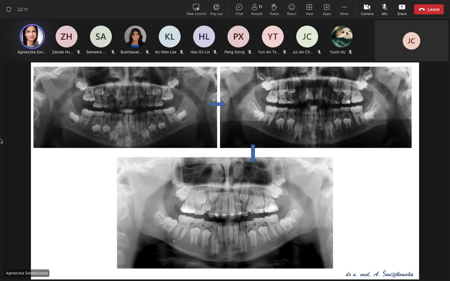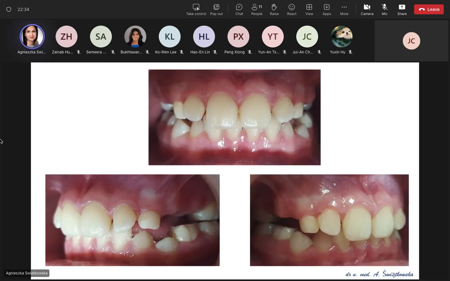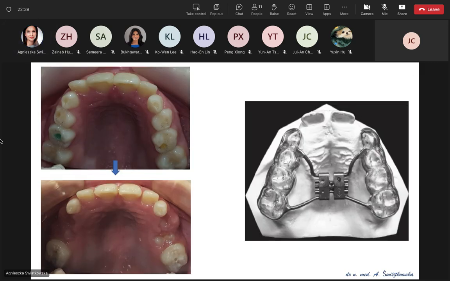He doesn't need next correction. Next patient is a 10 years old girl. She also has crossbite, as you see here, a bilateral crossbite without mandibular deviation. And the same girl after expansion. Here you can see her arch before treatment, mixed dentition after treatment.